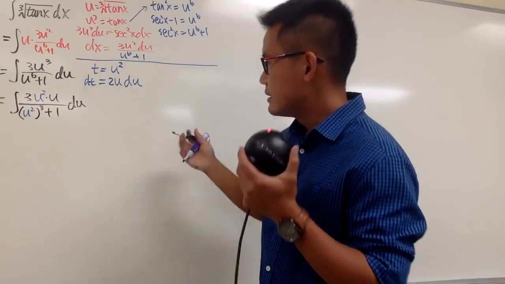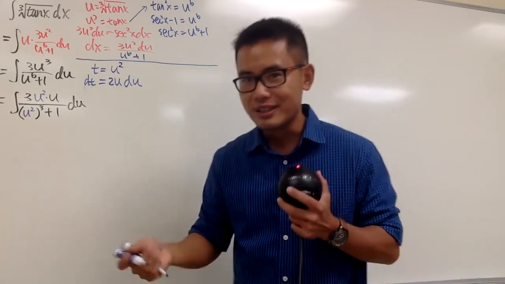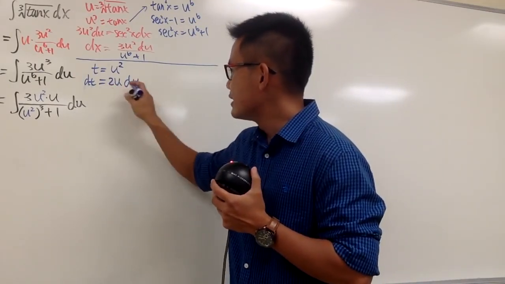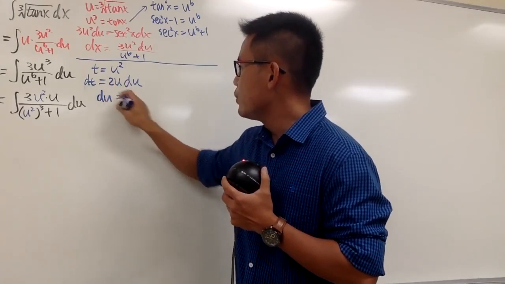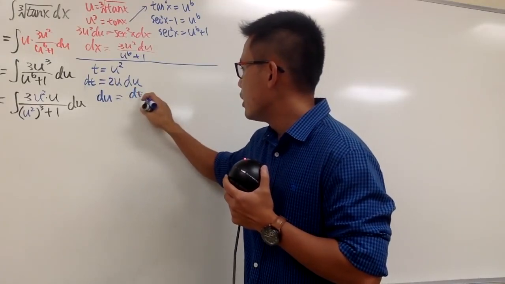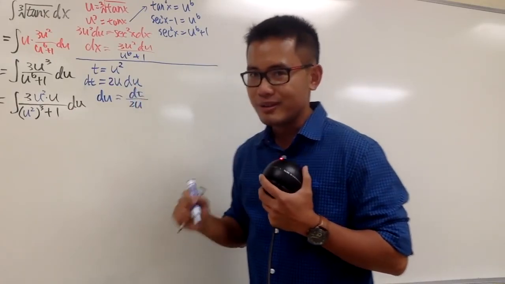And let's see. Right here, I usually like to show my students to do the cancellation. So I would like to isolate the du. Let me divide by 2u on both sides. In another way, we get du equal to dt over 2u. And then this u and that u will cancel each other out nicely.